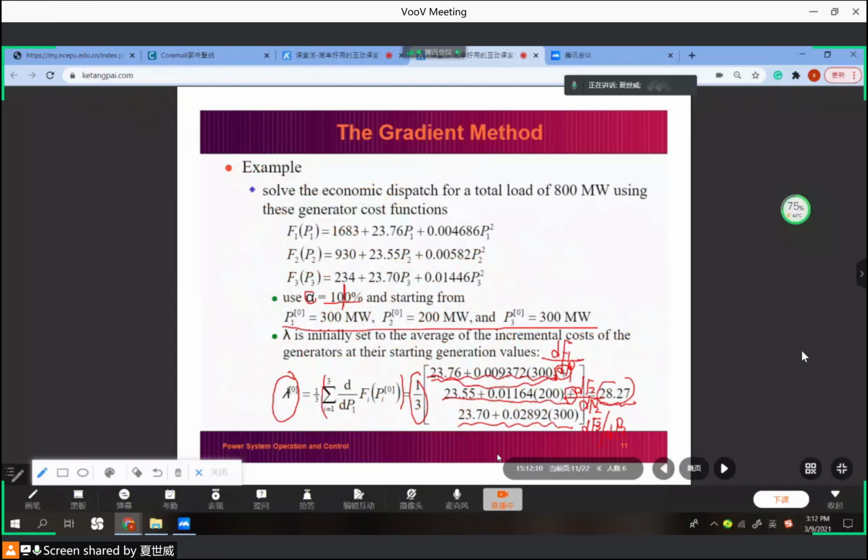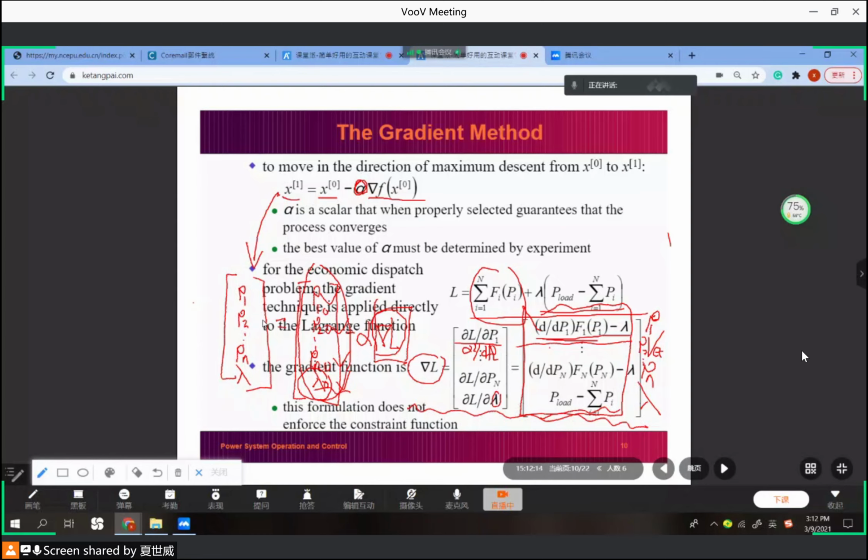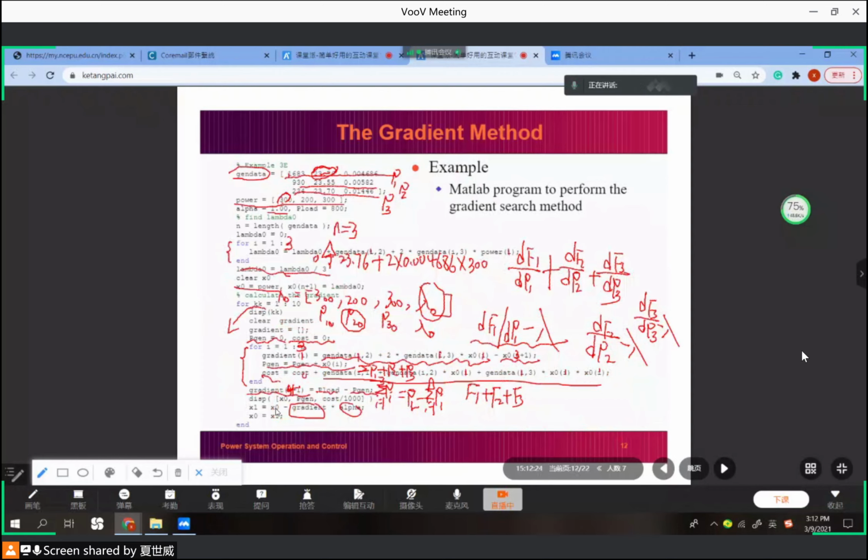What's delta L? You see, this equals initial value minus alpha multiply delta L. What's delta L? It is alpha 0 minus gradient multiply alpha. What's gradient? Because gradient 1 is this, gradient 2, gradient 3, and gradient 4 is this. So we will update the new value of x. For the next, we should update x0 by x1 and return here. That means for kk equals 2, we will use the updated x1 as x0 to repeat this loop.